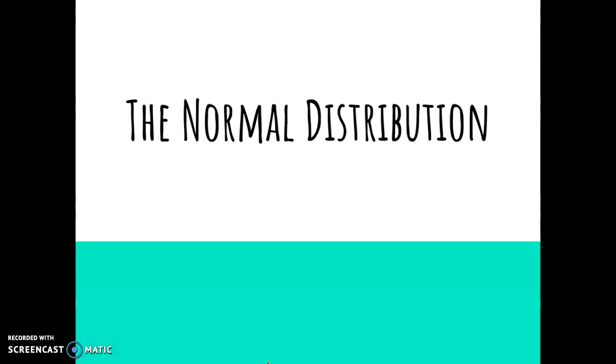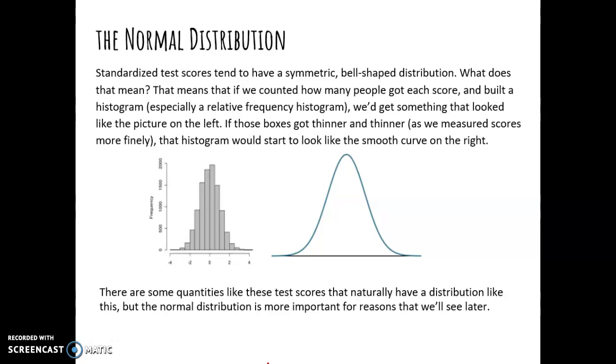This video is the normal distribution, part 1. Standardized test scores tend to have a symmetric bell-shaped distribution, and in past videos we've talked about a symmetric distribution or bell-shaped distribution. We've talked about it in the form of a histogram and also in the form of a curve. These distributions are also known as the normal distribution. But what does that really mean?